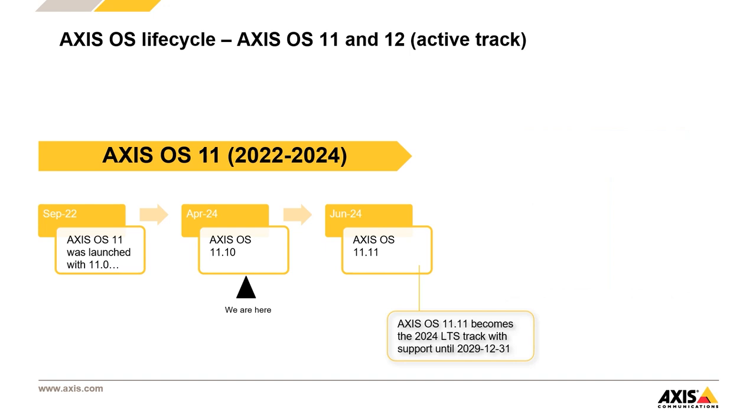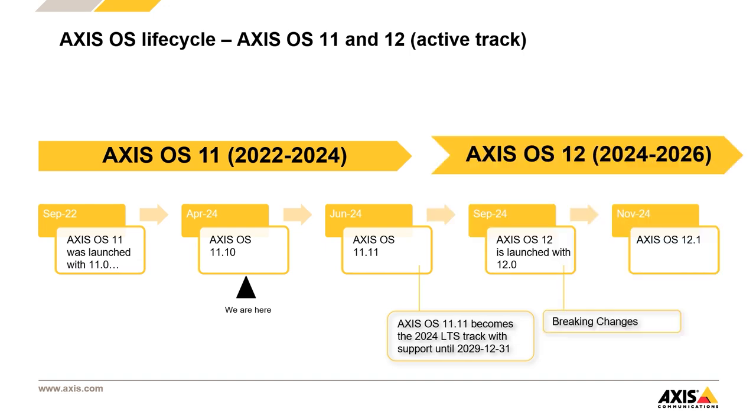And here comes a more detailed plan. So looking at the Access OS 11 lifecycle, we started back in September 2022 with 11.0 and have done quite some releases after that, where we're now arriving at Access OS 11.10. The next update after that will be 11.11 in June, and then from that we will create the Access OS 2024 LTS track, and that will complete the Access OS 11 lifecycle altogether. In September then, after some time, we will be launching the next active track that we call Access OS 12, with the first initial release of 12.0.